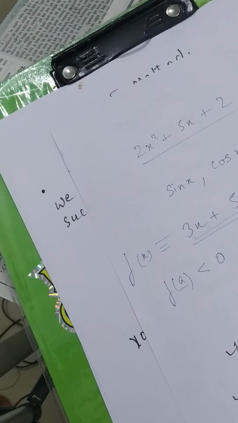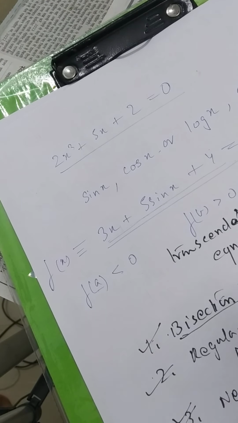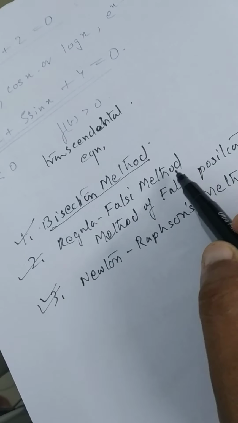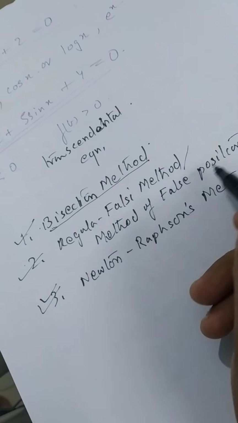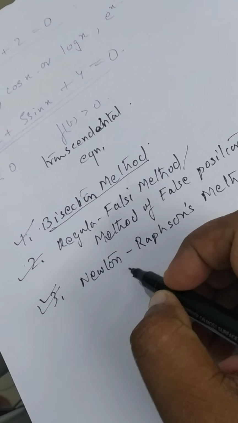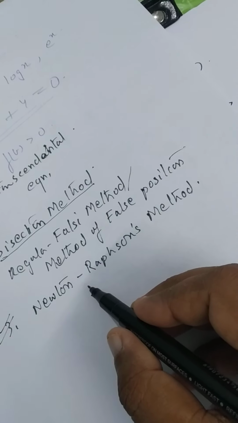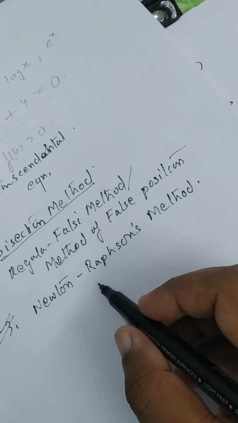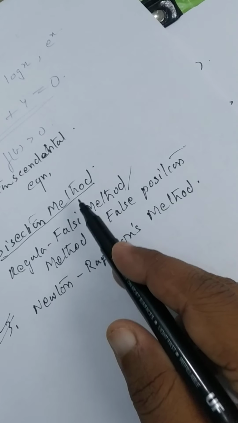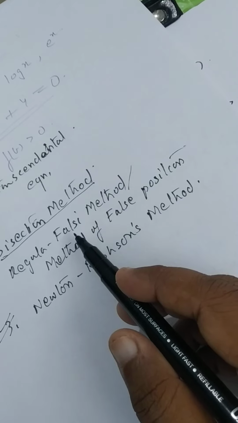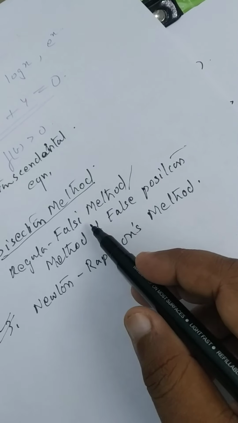Now three methods are there in your syllabus which you have to study. The bisection method, the regula falsi method, which is also known as the method of false position, and third is the Newton-Raphson method. The Newton-Raphson method is the most frequently asked question in your paper, and then comes the bisection method, and after that comes the regula falsi method. Three methods are in your syllabus: bisection, regula falsi, Newton-Raphson method. Okay.